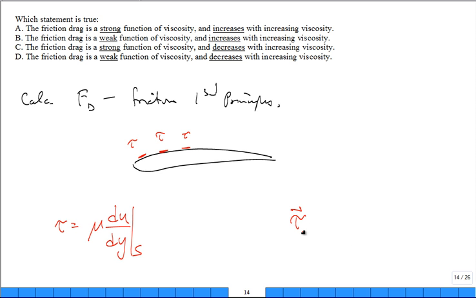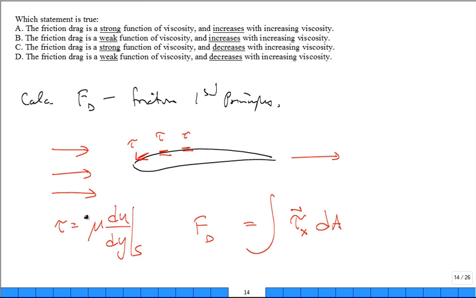Do tau in the x direction only. So at this location, it may have some y component and x component. I just need the x component of the shear stress over the area. Sum them all up. Wouldn't that be like friction drag over all the area? In the x direction.